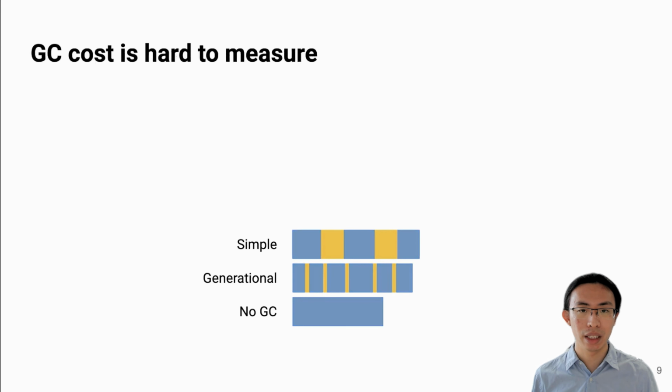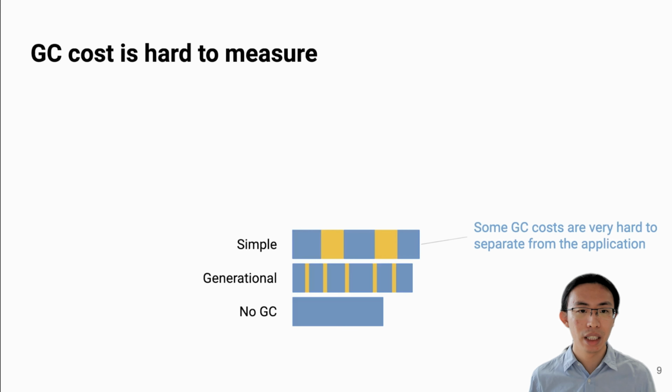Unfortunately, the reality is a lot more nuanced. Can you notice anything different on this slide compared with the previous slide? They basically look the same. You're right, the only difference is that now each row is covered by a very subtle yellow overlay. They represent the GC costs that are very hard to separate from the application.